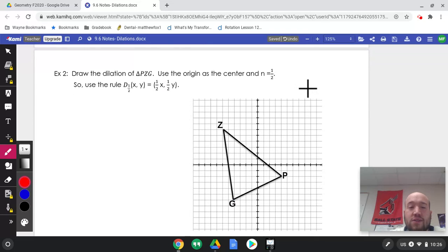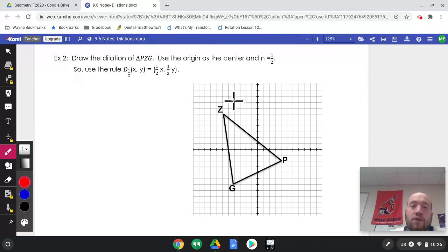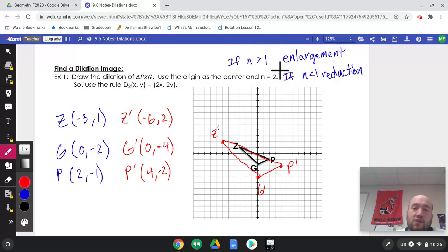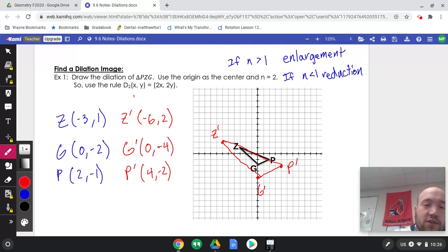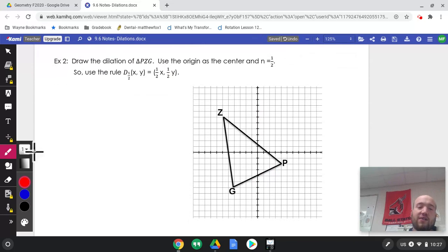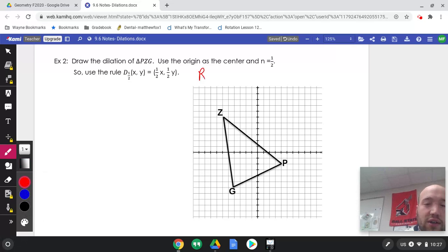So if we look at this next one, it says draw the dilation of triangle PZG. So once again, we're using triangle PZG. This time n is equal to 1/2. On the last one, we said it was an enlargement. On this one, before we even solve it, we should know, since n is 1/2, that's less than 1, that this will be a reduction. It will get smaller in size.